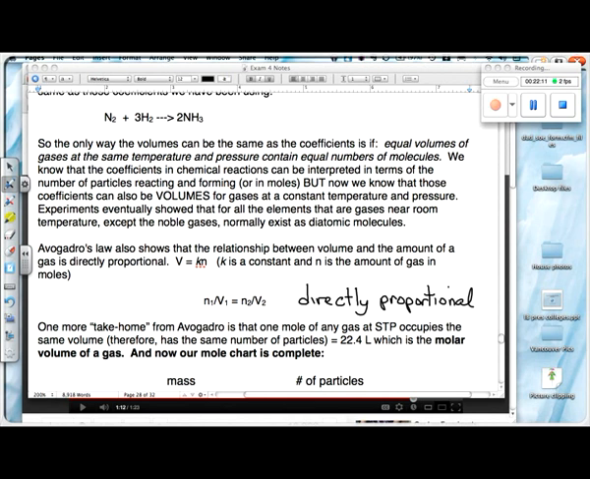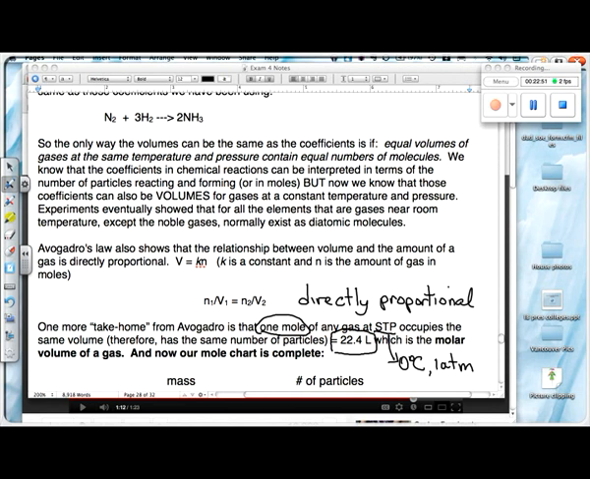So one more take home from Avogadro is that 1 mole of any gas at standard temperature and pressure, 0 degrees Celsius, 1 atmosphere pressure, occupies the same volume, therefore has the same number of particles, 22.4 liters. So we know that 1 mole of anything has the same number of particles. Well, 1 mole of a gas, because it has the same number of particles, occupies this same volume, and we call this the molar volume of a gas. So now we have a complete mole chart, right?